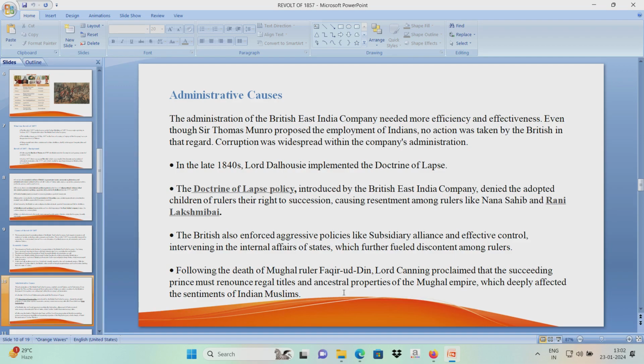So next one is administrative causes. Corruption was widespread in the company's administration, particularly among the police, minor officials and subordinate courts, which was a major source of dissatisfaction. Many historians believe that the current levels of corruption in India are a result of the company's control.